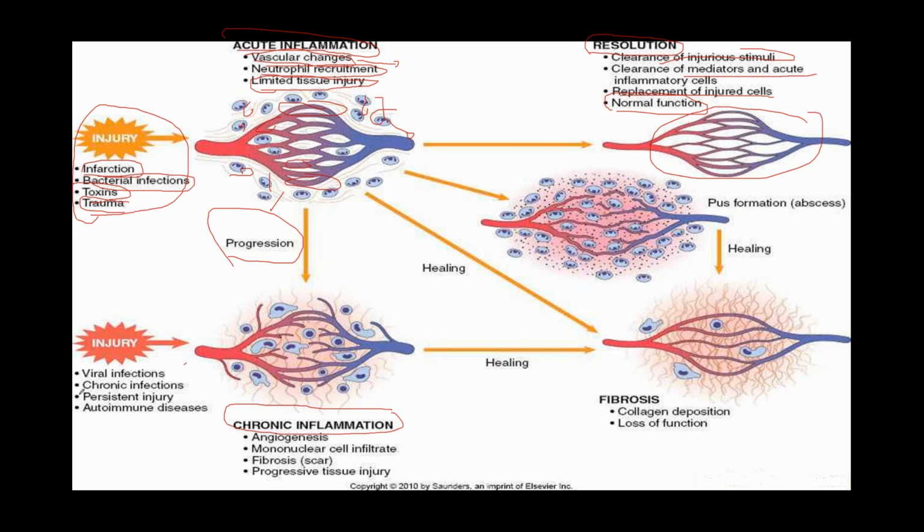Maybe chronic inflammation can occur directly. There are many causes of direct chronic inflammation, like viral infection, chronic infection, persistent injury, and autoimmune disease. This may lead directly to the chronic inflammation, which may show angiogenesis and mononuclear cell infiltrate, and fibrosis, these scars and progressive tissue injury.